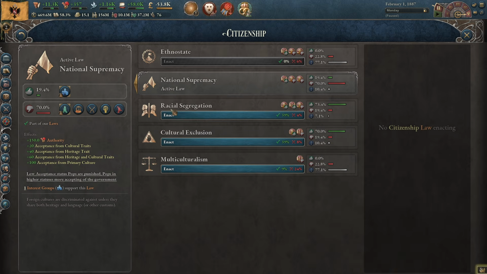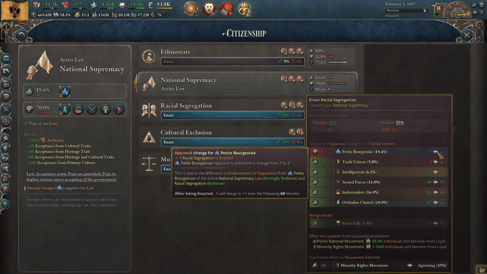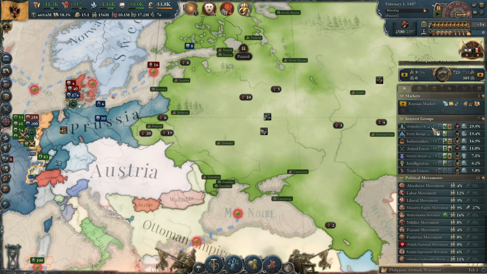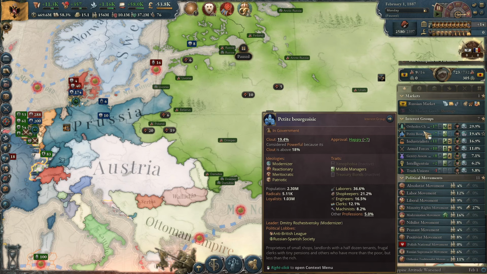So that is something to keep in mind, is that you can bribe your interest groups to make them more supportive of you in order to more easily pass laws that they otherwise wouldn't support if you're unable to change the leader of that interest group.